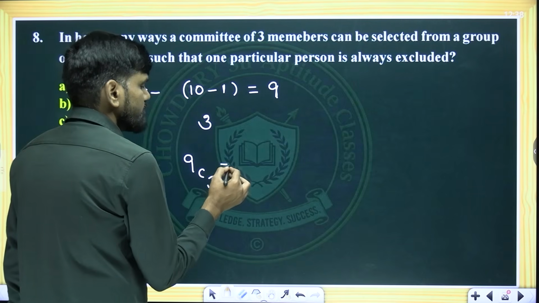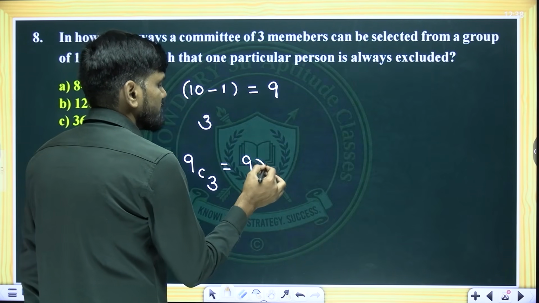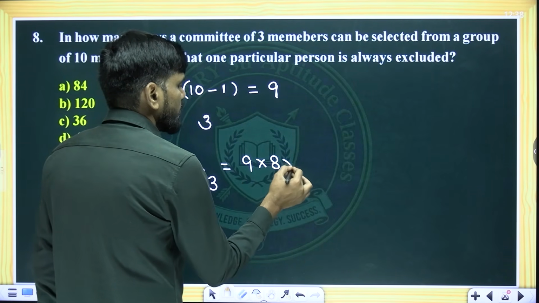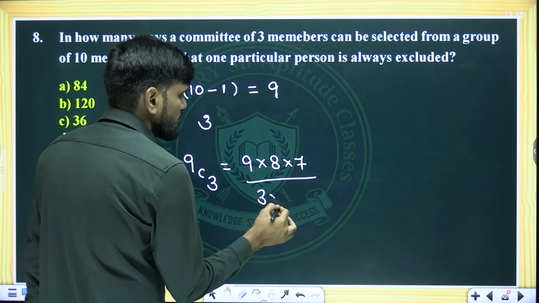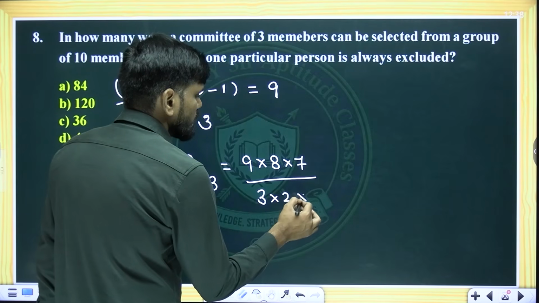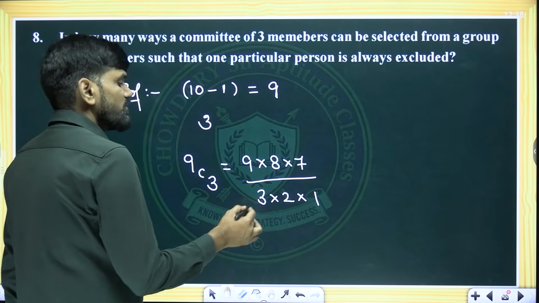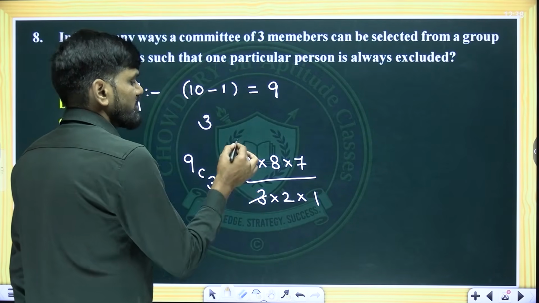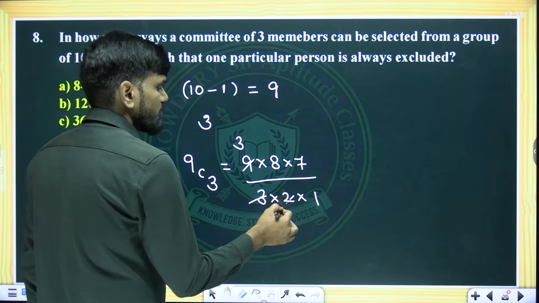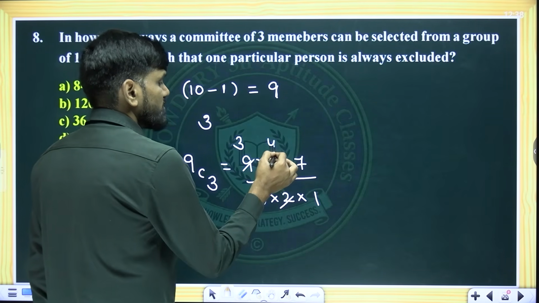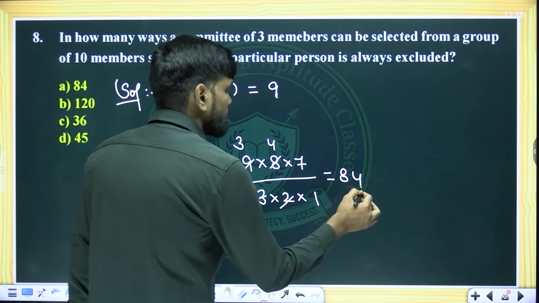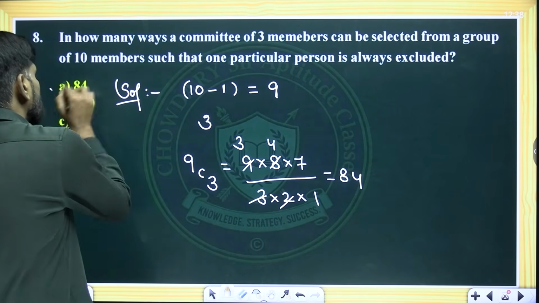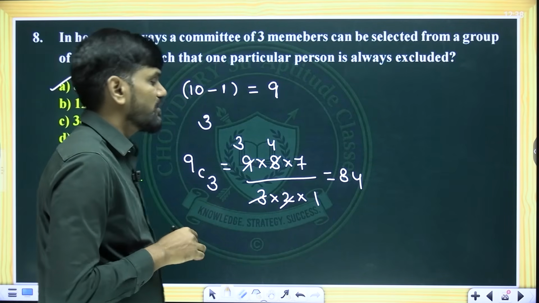9C3. 9C3 is nothing but 9 into 8 into 7 by 3 into 2 into 1. That gives you how much? We have already seen this calculation. 3 3s are 9, 2 4s are 8, 3 4s are 12, 12 7s are 84. So your answer has to be 84, that should be option A.